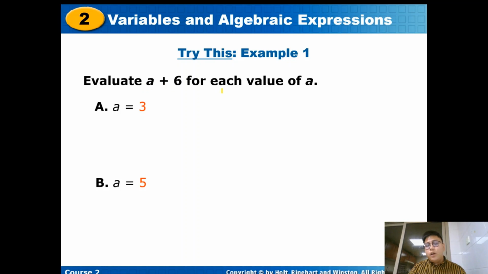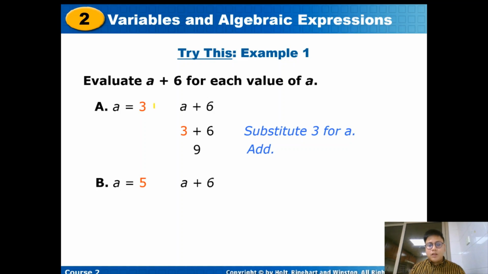Can you do this one? A plus 6 for each value of a. So a is equal to 3. Again, a plus 6, substitute 3 for a, so that's 3 plus 6, then add, it's 9. A plus 6, where a is equal to 5, substitute, that's 5 plus 6, the answer is 11.